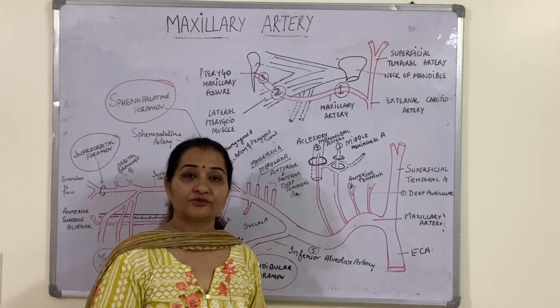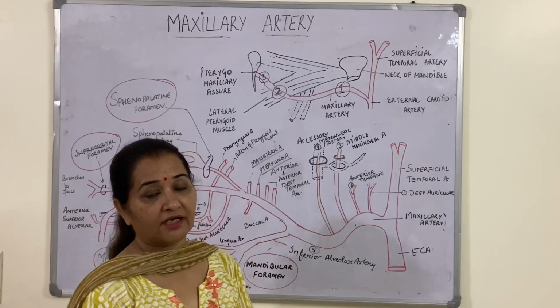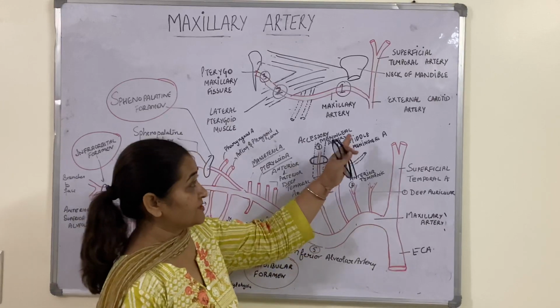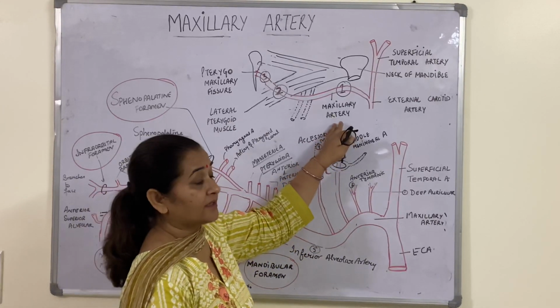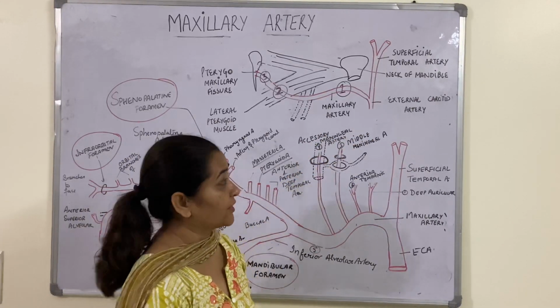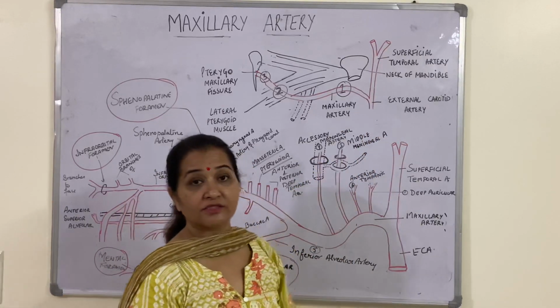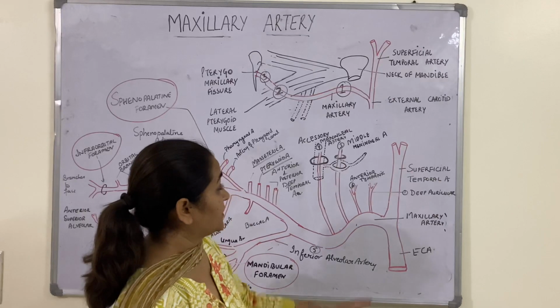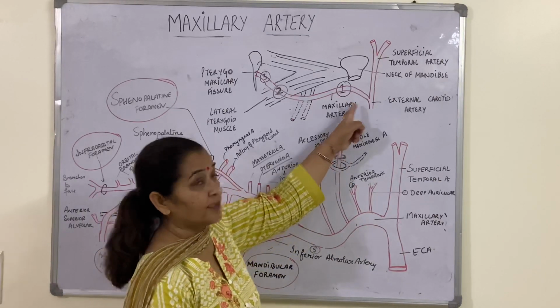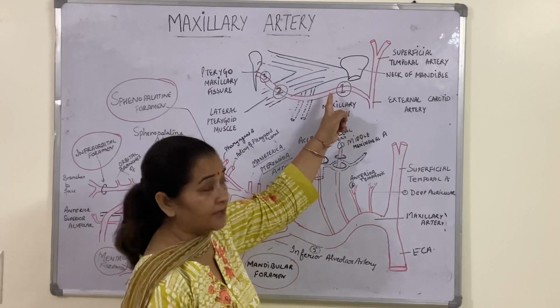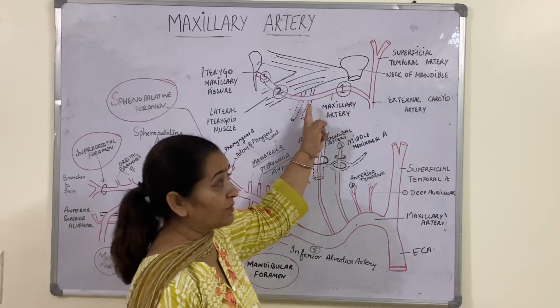Good morning students. Today we are going to discuss the maxillary artery. Now for description, you know that the maxillary artery is a branch coming from the external carotid artery. The other terminal branch of the external carotid artery is the superficial temporal artery. Now this maxillary artery runs behind the neck of the mandible, into the infratemporal region.